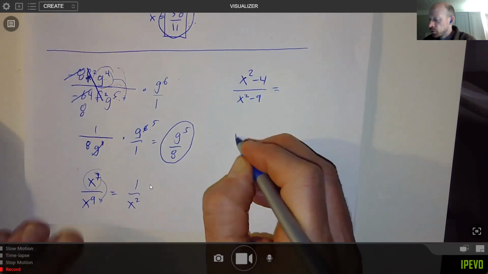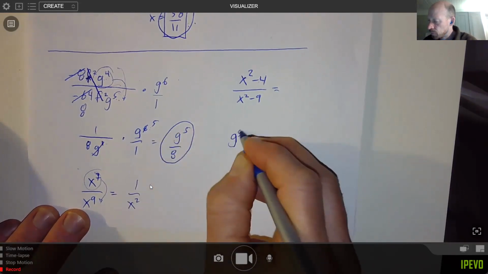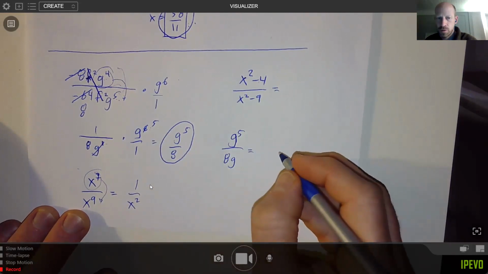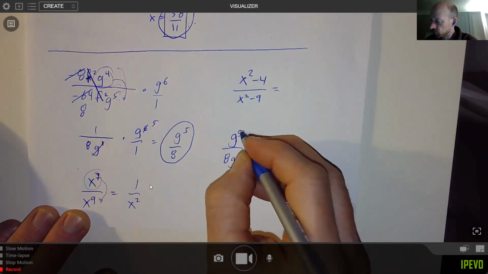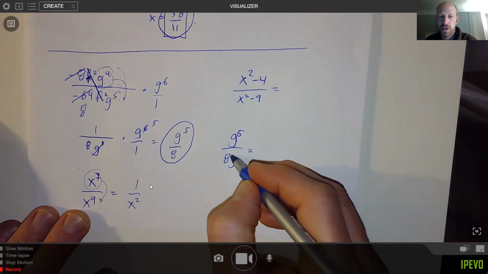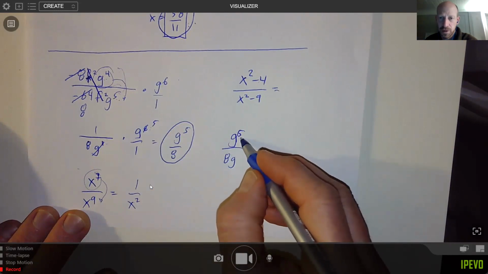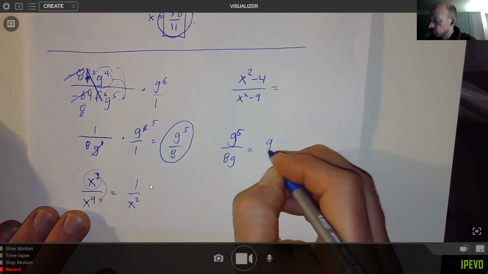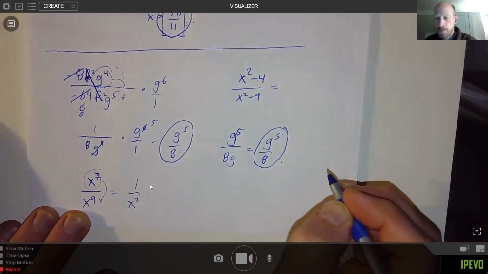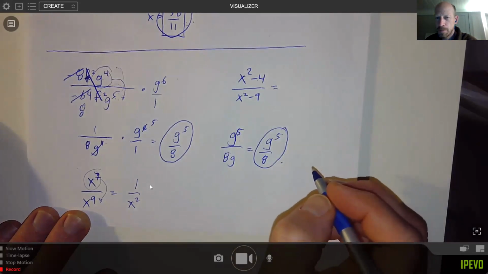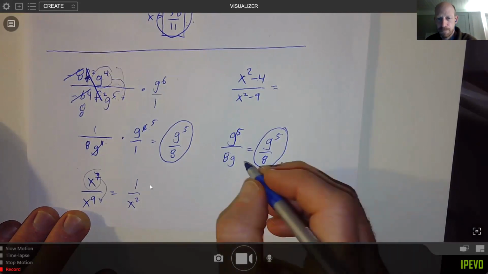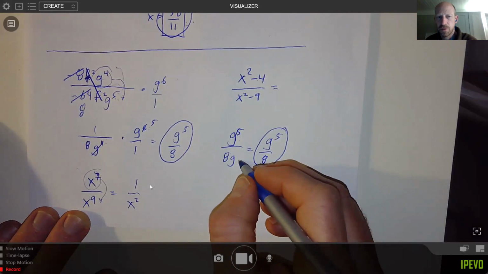So is it 5 minus 1? That's right. Sorry, it was 6. It started out as a 6. So g to the 6th over 8g. So it becomes 6 minus 1, which is g to the 5th. So you basically multiply across to get g to the 6 over 8g. That's right.